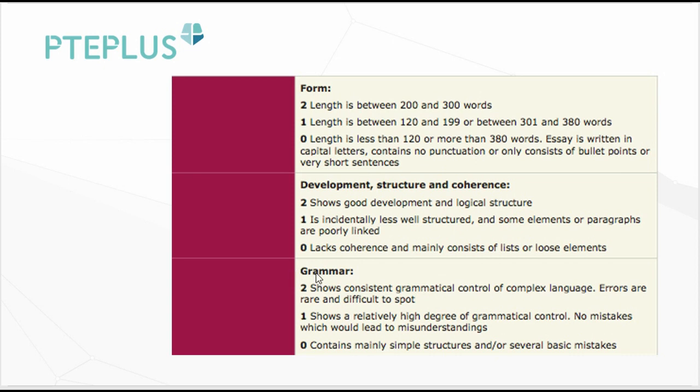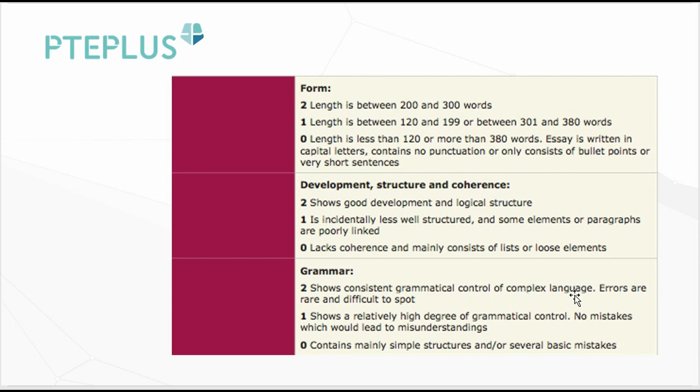And finally we get to grammar. Now grammar is very important for us, because it also doubles up in SWT, which is summarizing written text. You can see here that 2 marks are allocated if you show consistent grammar control of complex language. Errors are rare and difficult to spot. So obviously the last part's quite clear to us, right? We don't want a lot of errors.